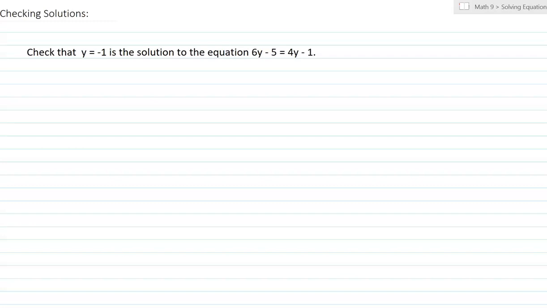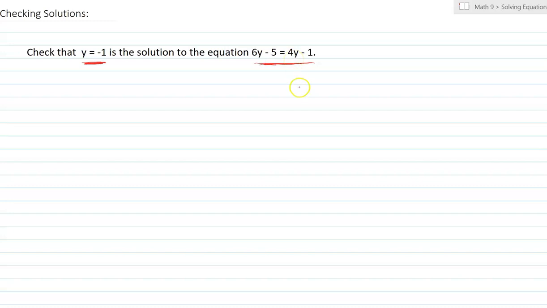All right, so we're going to continue working with solving equations, and in this lesson we're going to focus on how to check our solutions. Suppose we have this example right here. We want to check to see if y equals -1 is the solution to this equation. That's what we want to do.